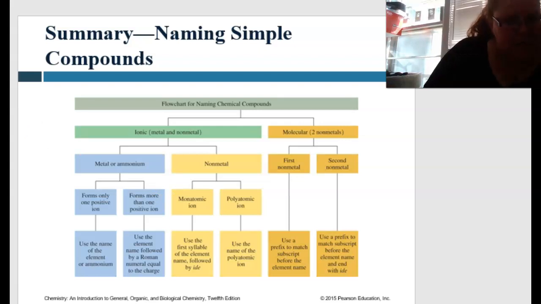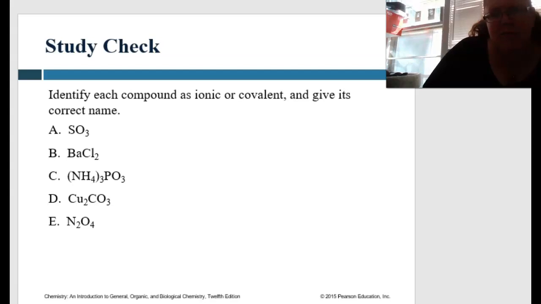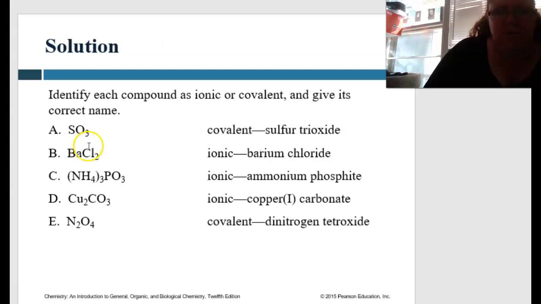All right, last question for this one. Identify each compound as ionic or covalent and give its correct name. Pause and come back. All right, so SO3 is sulfur trioxide, and this is a covalent compound. Barium chloride is ionic. Ammonium phosphate is ionic. Copper carbonate is ionic, whereas dinitrogen tetraoxide is covalent. Okay, great job, guys.